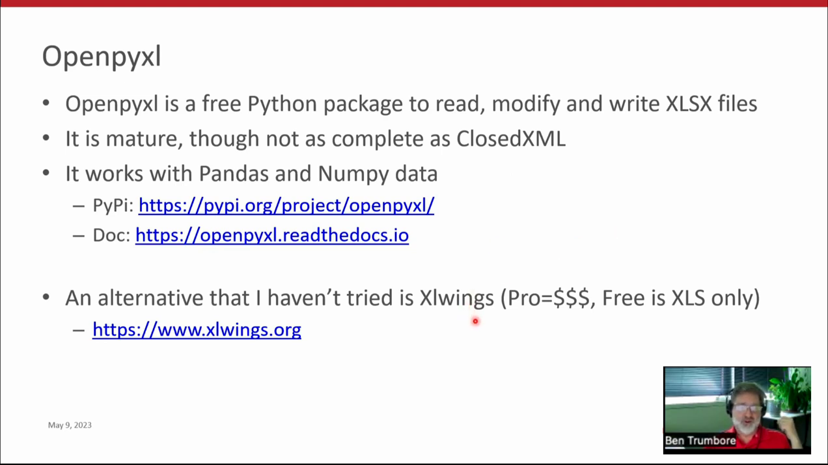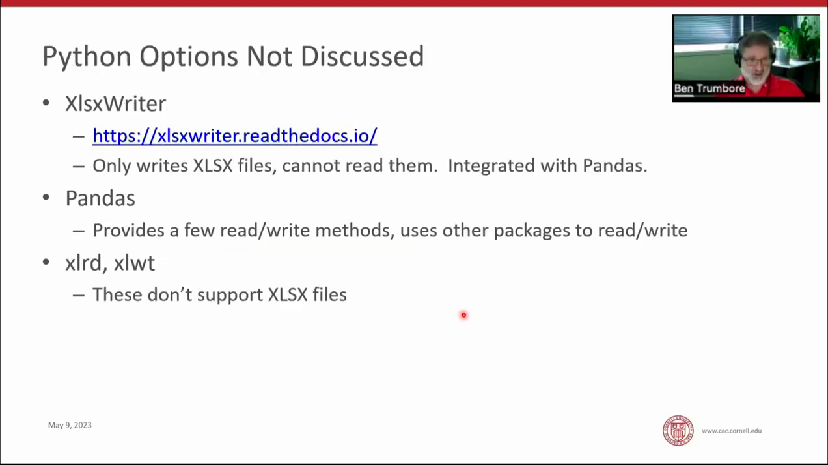There's a very expensive alternative called Excel Wings. Their pro version costs money, and there's also a free version, but this is sort of a legacy package that only works with the XLS files of years gone by. So I'm not going to talk about them here, but if you are Googling for Python Excel, you're going to see Excel Wings mentioned, as well as some of these other packages.